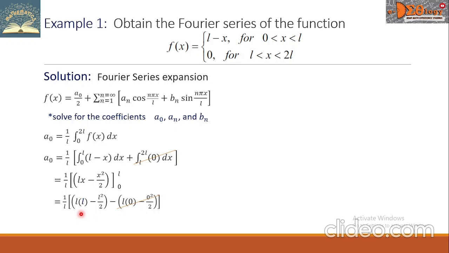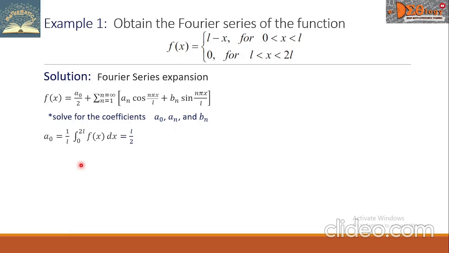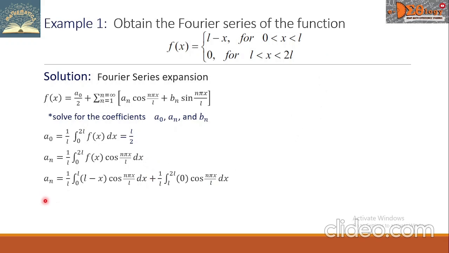Let us simplify the first group. We factor out the common L. And we can cancel the L here and the L in the denominator. Then we simplify L minus L over 2, and we have L over 2 as the value of a sub 0. Let us copy the value of a sub 0. Then let's have a sub n. We have this formula. Considering the given, we have now a sub n is equal to this function.